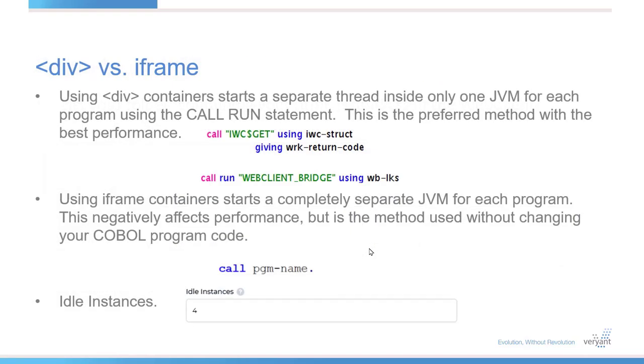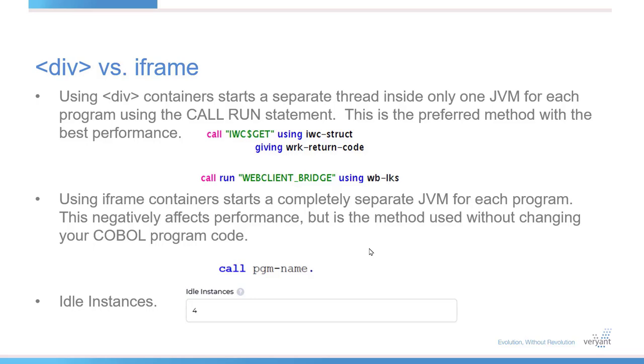I want to talk for a minute about calling one program from another program. You have two options. The first is the method that we've been talking about. It requires some code changes, but the result is better performance. Using a div container launches programs started with call run in a separate thread, but in the same JVM. You'll need to call IWC $get to capture the messages from JavaScript.